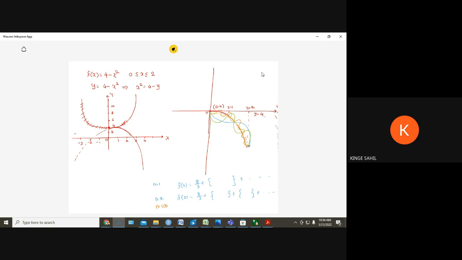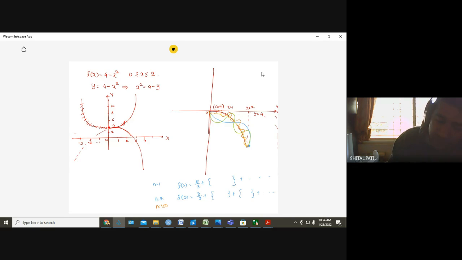It gets compressive. And when n equal to infinity, we'll get this red color line, the actual graph. Getting everyone? This is what we are doing using the Fourier series expansion. Hope it is clear.